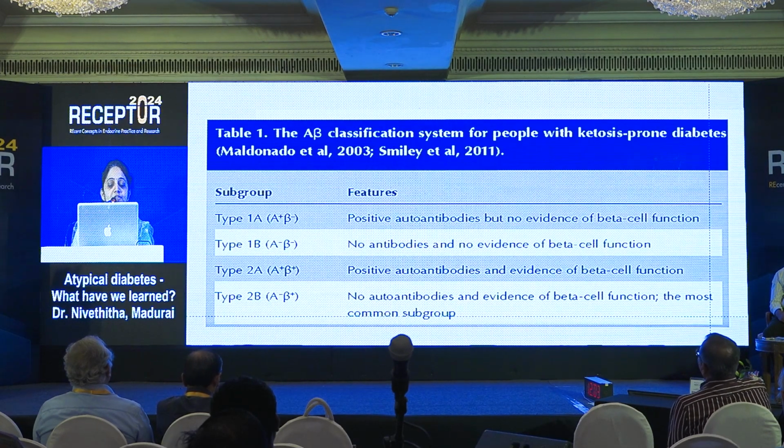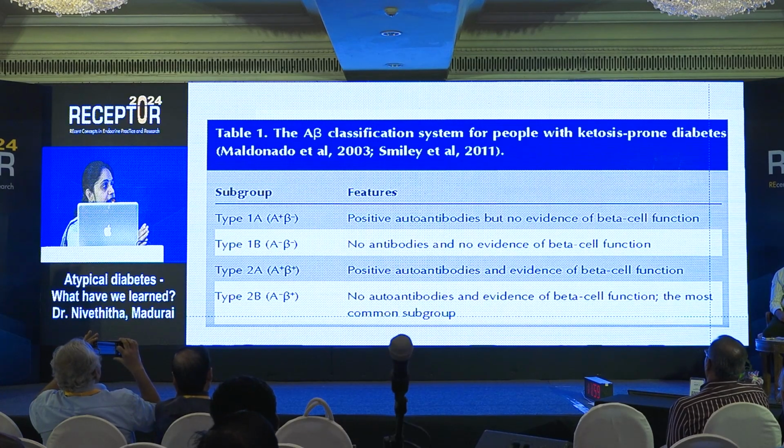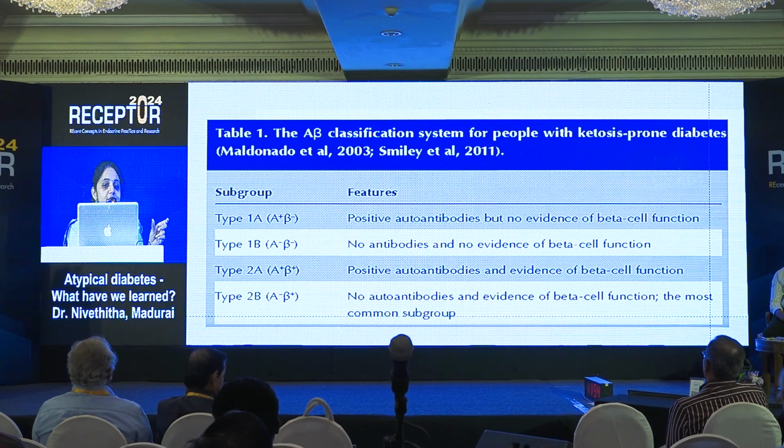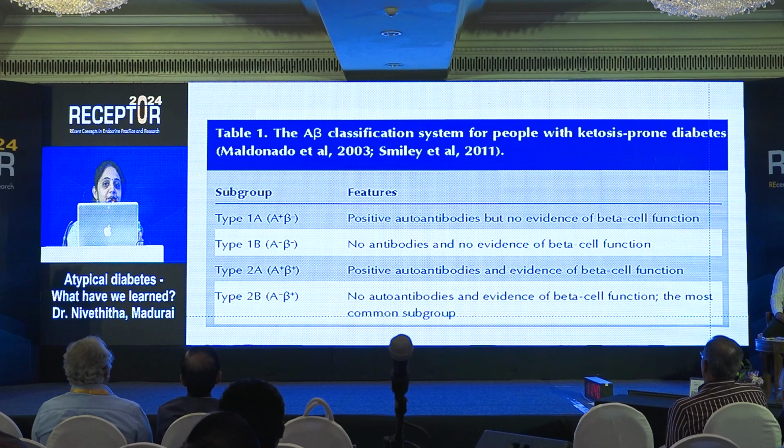So now, if we see here, there are 4 types of KPD: type 1A, 1B, 2A and 2B. We take the 2 important things, autoimmunity and beta cell function. A plus B minus means positive autoantibodies and no evidence of beta cell function. A minus B minus is no antibodies, no evidence of beta cell function. And 2A, A plus B plus, the patient has antibodies and evidence of beta cell function, and 2B is no antibodies and evidence of beta cell function.